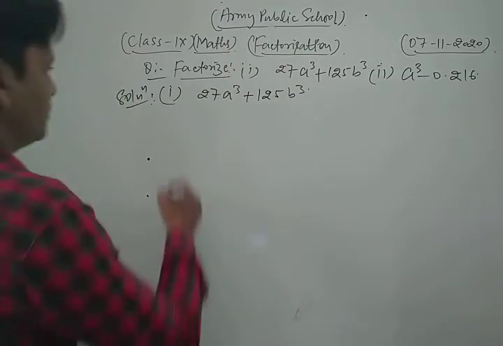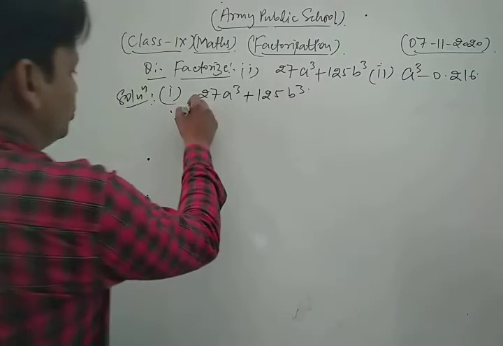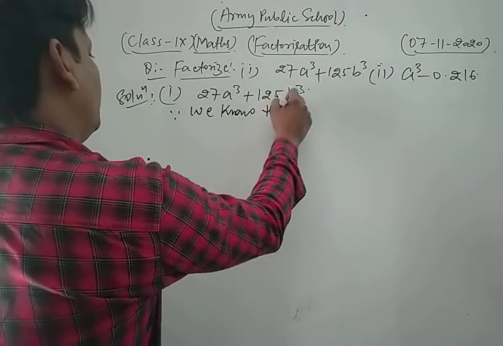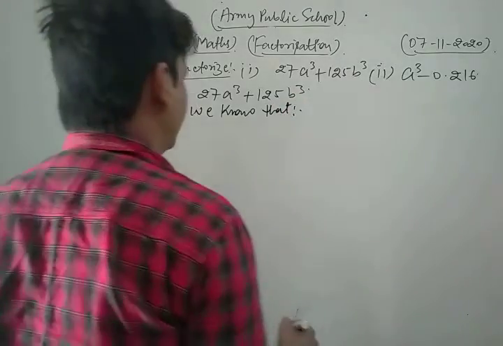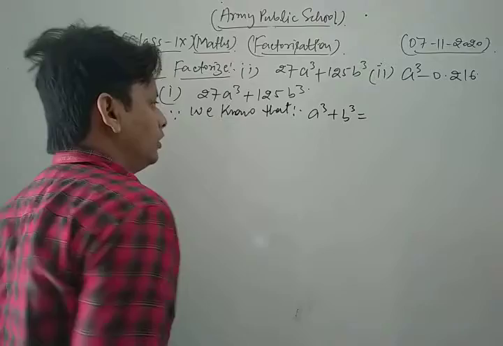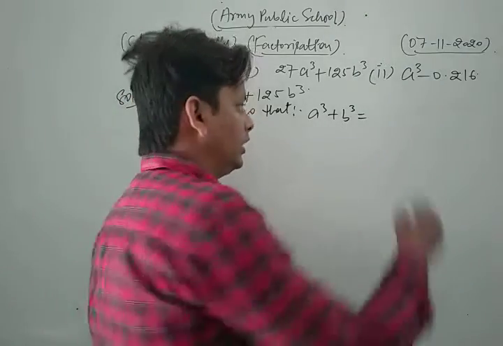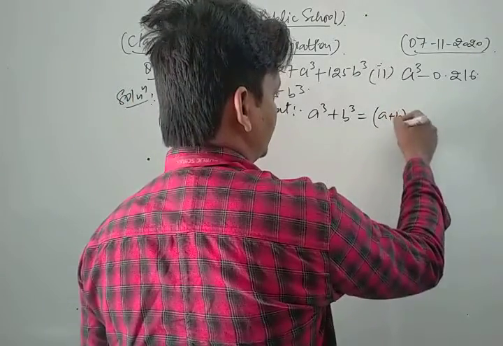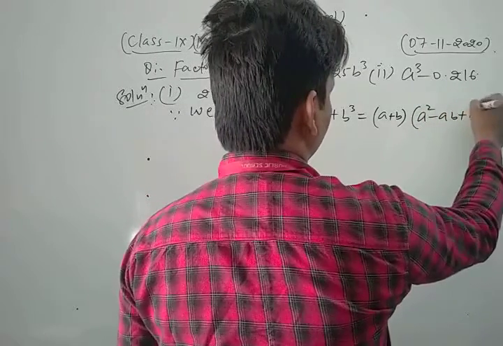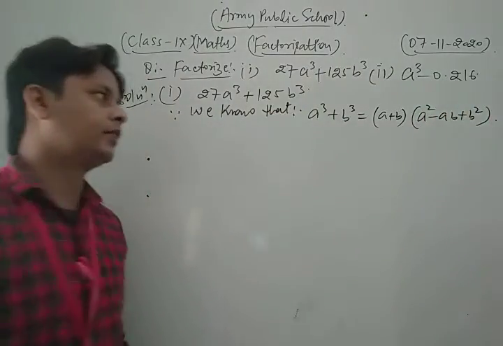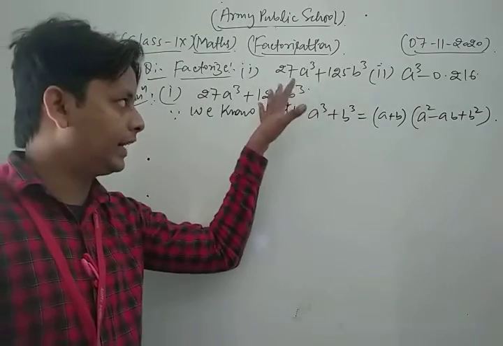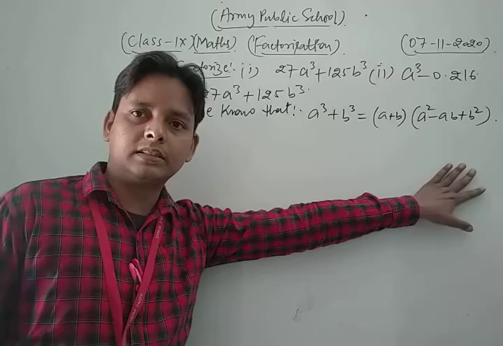So let's see. First of all, we know that, dear friends, the value of a³ + b³ is (a + b) in one bracket, and in another bracket (a² − ab + b²). Okay, this is a very important identity, and we solve this question based on that identity.